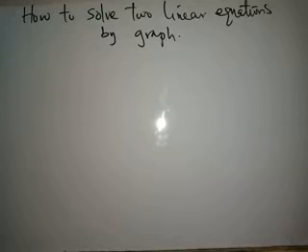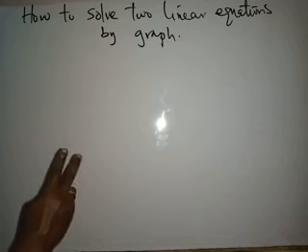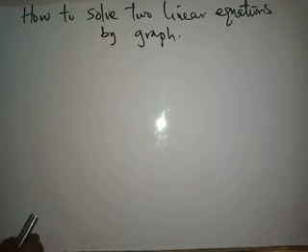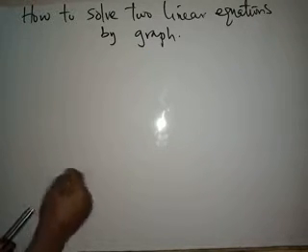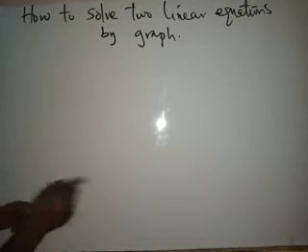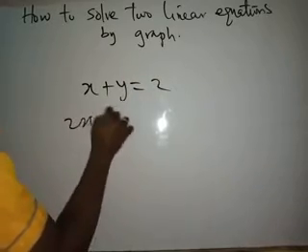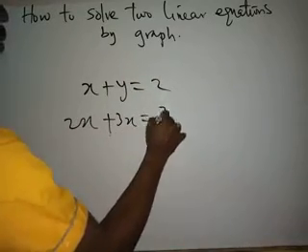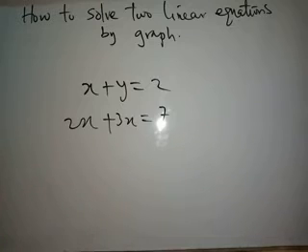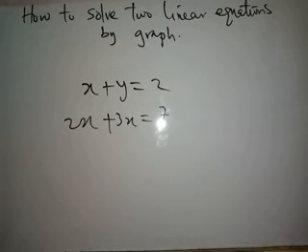I'm going to be solving two linear equations simultaneously, but using the graph. If you remember, we have done simultaneous equations by calculation and we all mastered it. If I give you something like this, plus 3x equals 7, all of you can pretty much solve this now simultaneously. We're going to be doing exactly the same thing, but using a graph this time around.